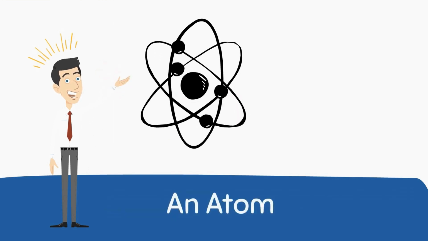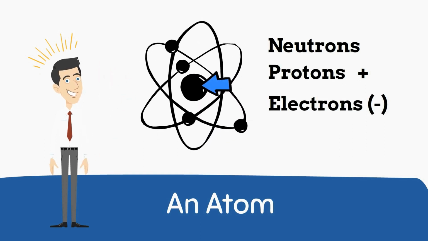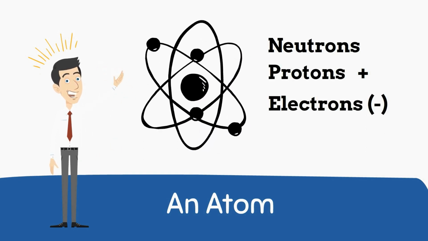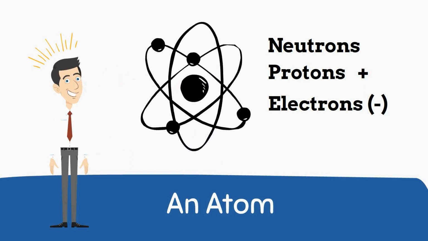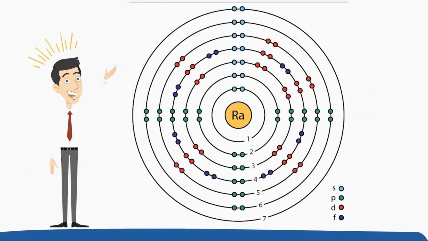Atoms are made up of neutrons, protons, and electrons. The nucleus of an atom is made up of positive protons and neutrons, and electrons are found surrounding the nucleus in shells. These shells can be numbered either numerically 1, 2, 3, 4, 5, 6, 7, or with the letters K, L, M, N, O, P, and Q.